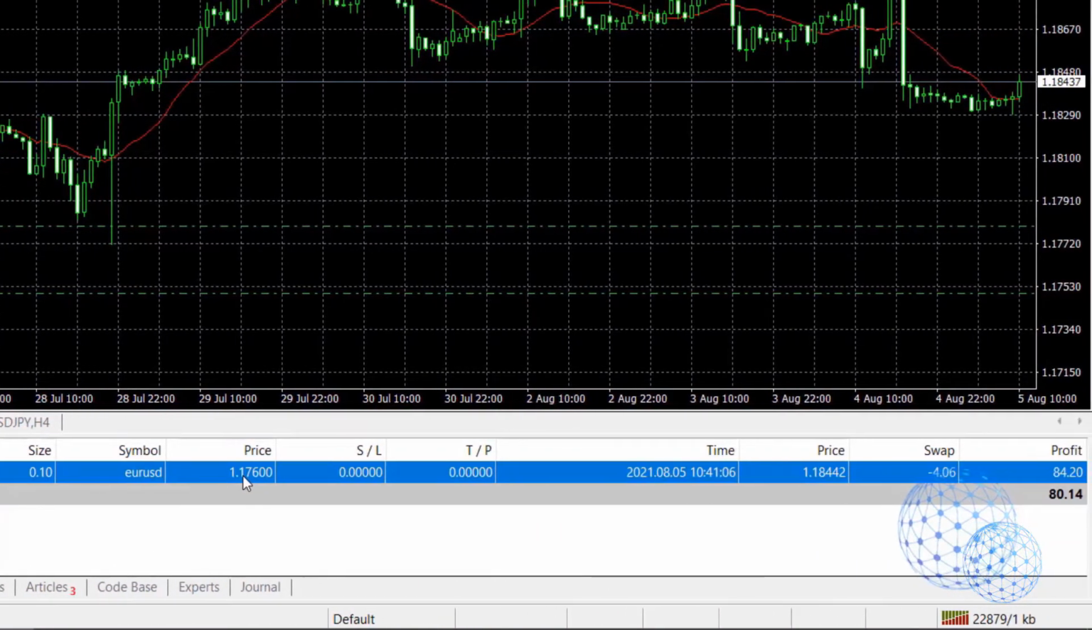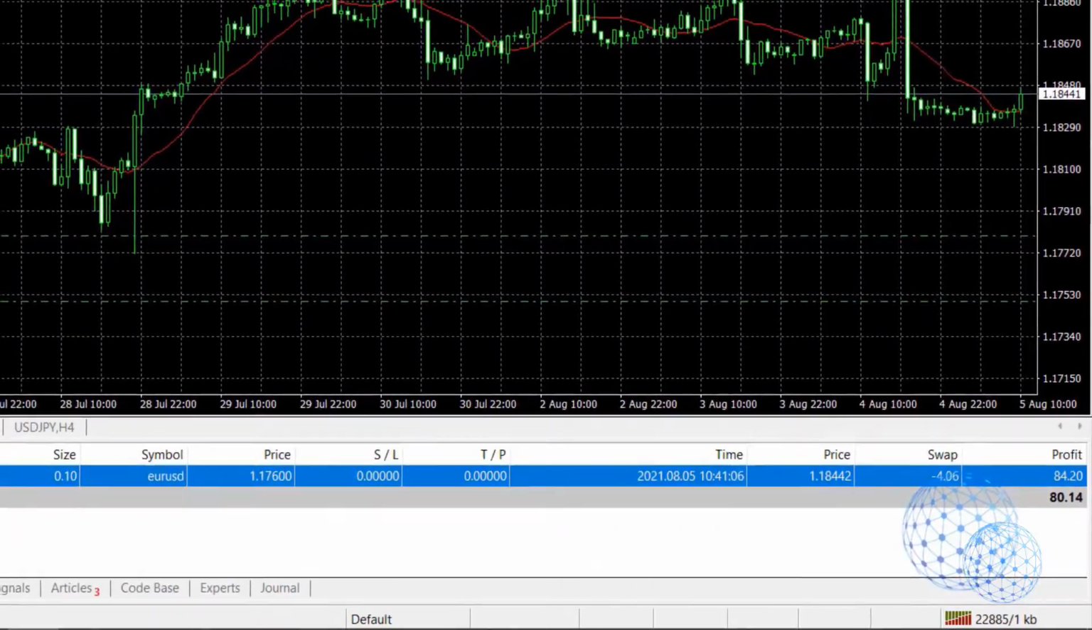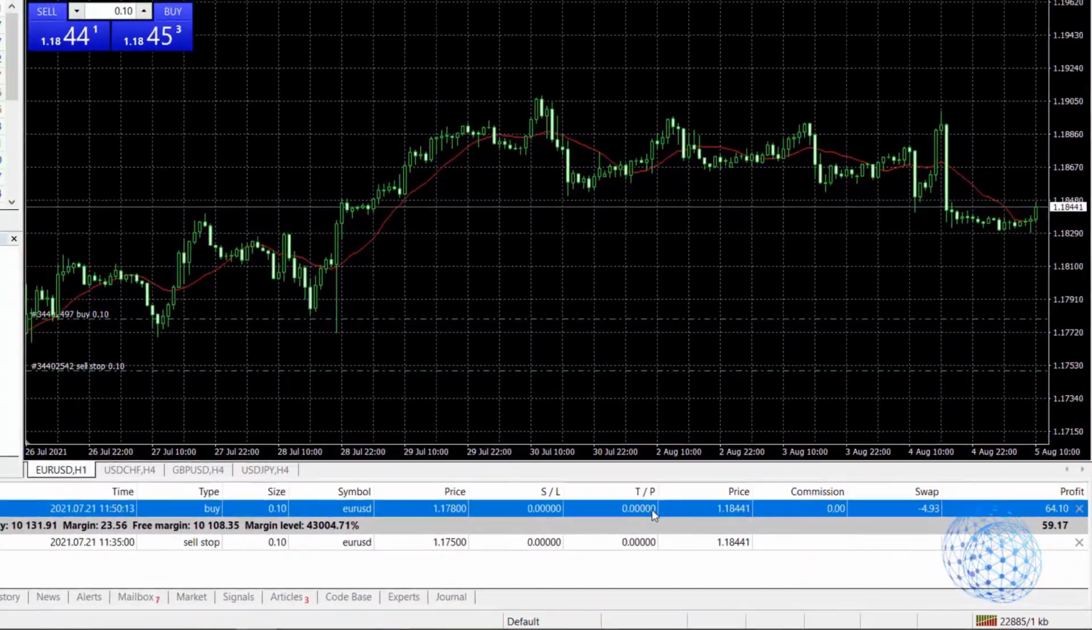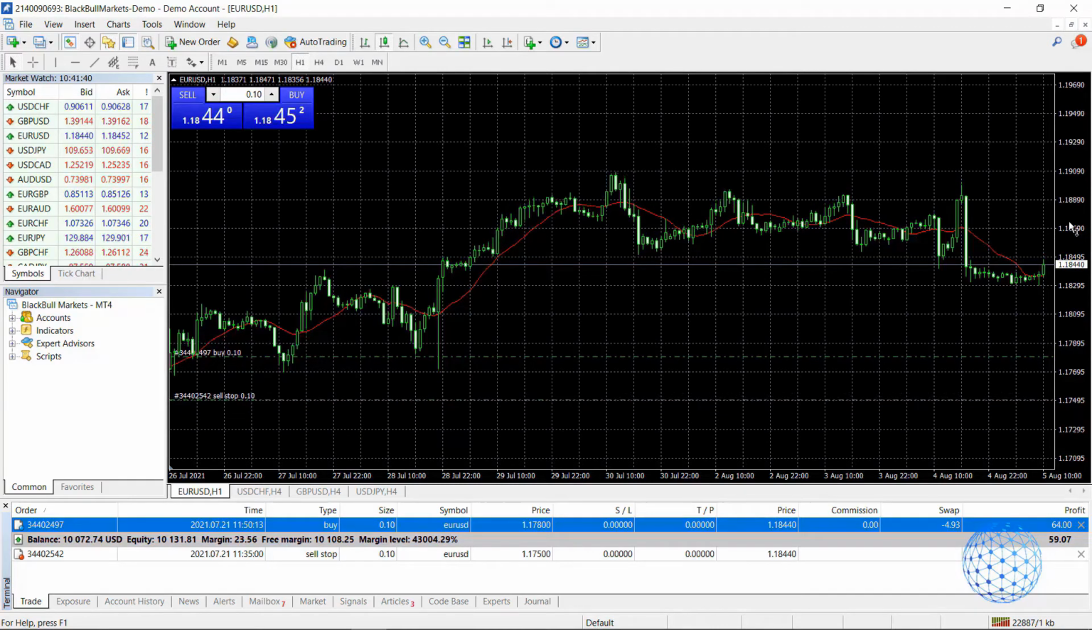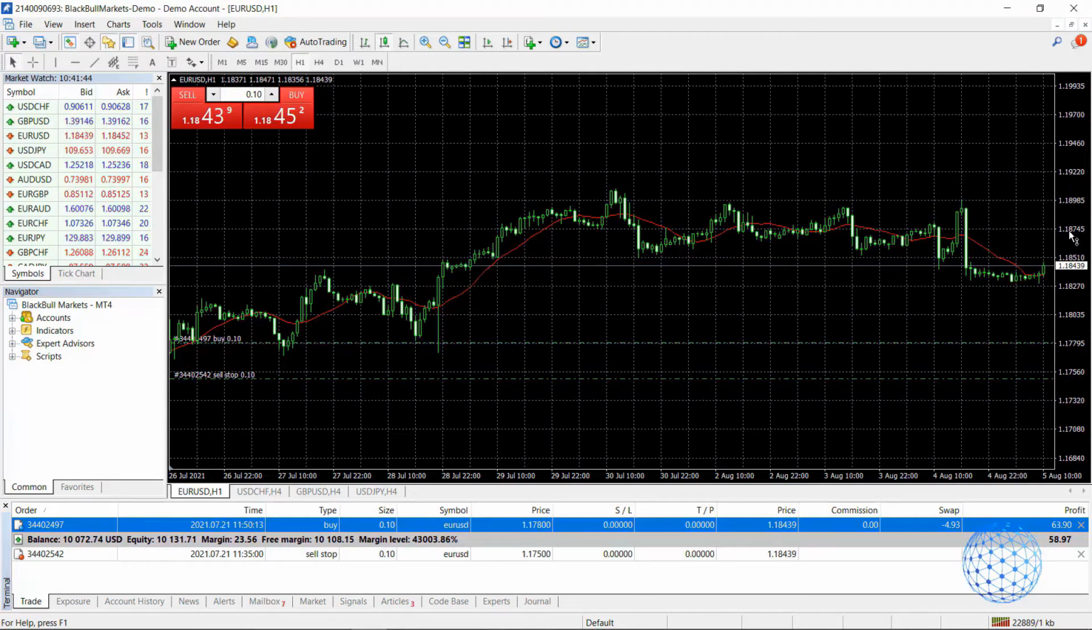Here it is. The trade was open at the price of 117.60 and I just closed it manually at 118.44. So I have a profit of $84.20. The other trade that opened, I might want to use a stop loss or a take profit. It depends what your strategy is. But the stop loss and the take profit allow me to set levels at which the trade will close automatically, so I don't need to stay in front of the computer or the screen to close the trade manually.